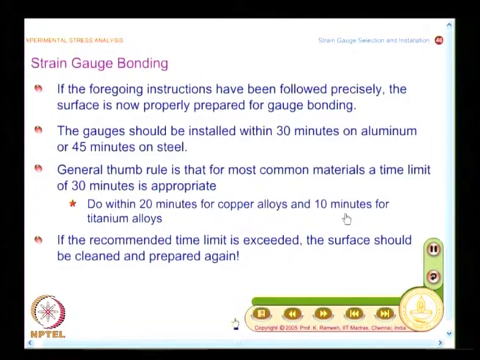If you do not follow this, what happens? If the recommended time limit is exceeded, the surface should be cleaned and prepared again. So, if you know that this is a penalty that you will have to pay, it is better that you see this 2-3 times and find out what is the procedure involved, keep all the accessories ready, and then do your installation.